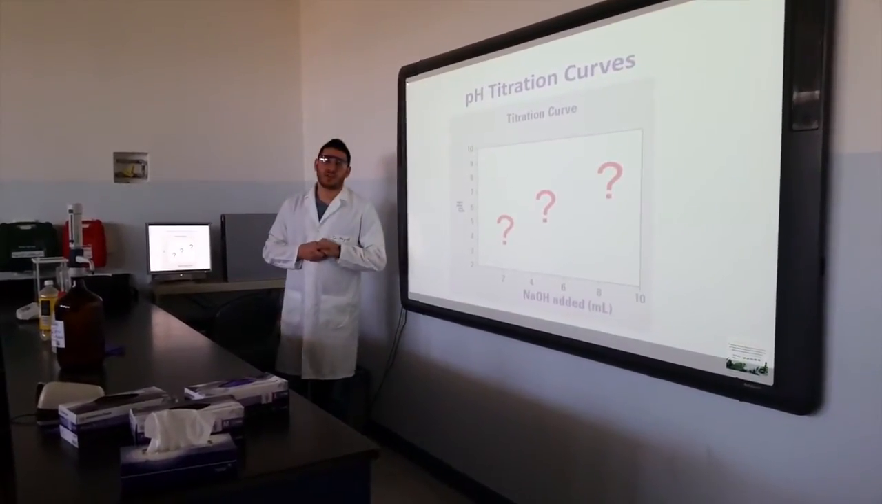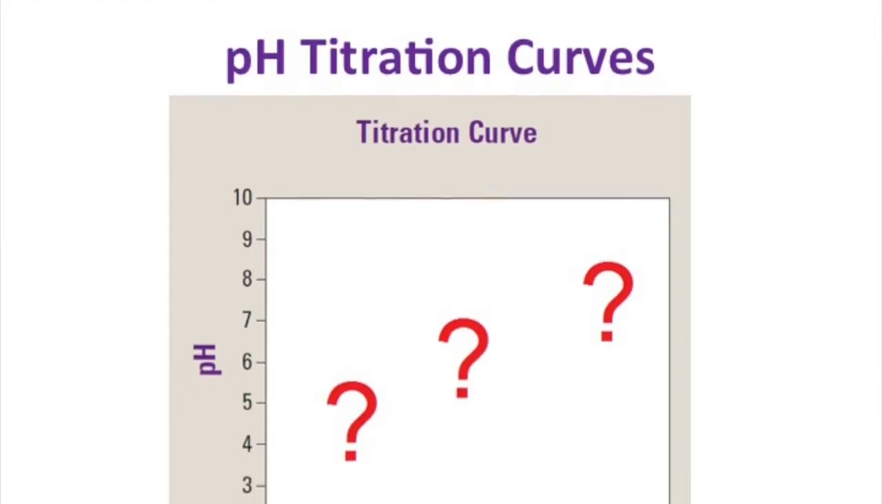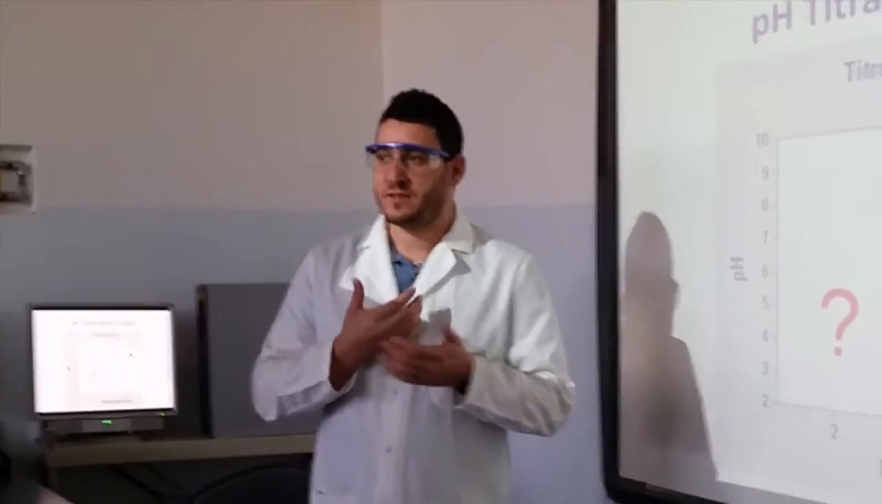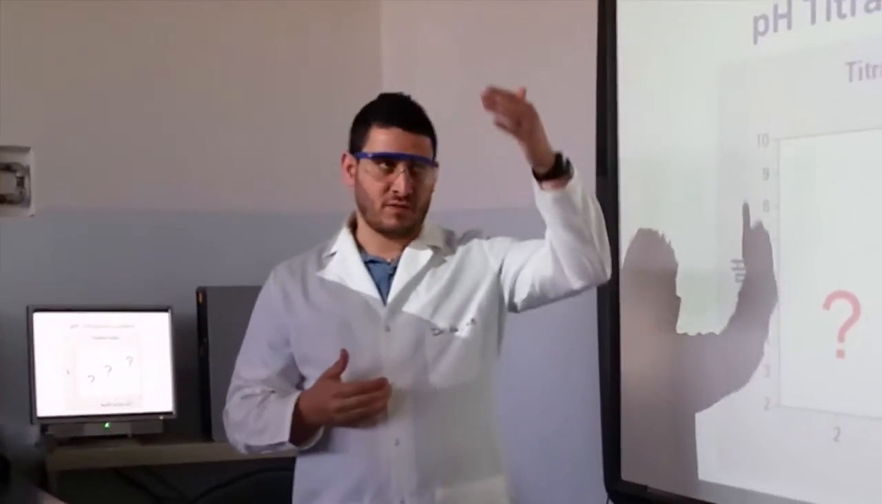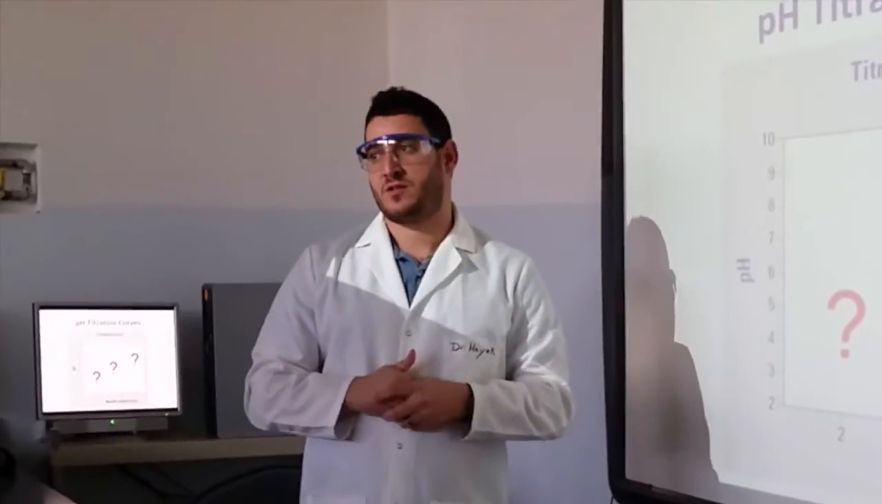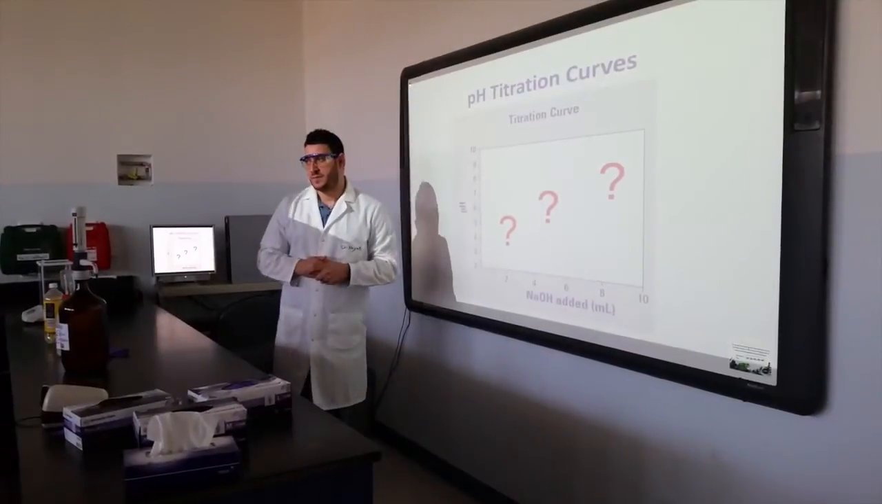you have to draw a titration curve. And in order to draw a titration curve, you need to build a data table where you have the volume of titrant added versus how the pH is changing.